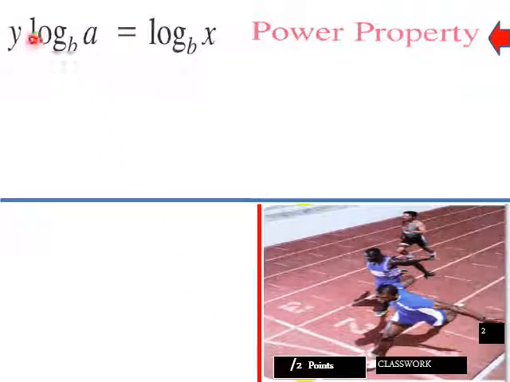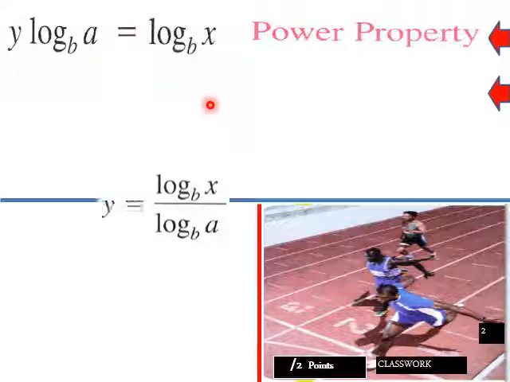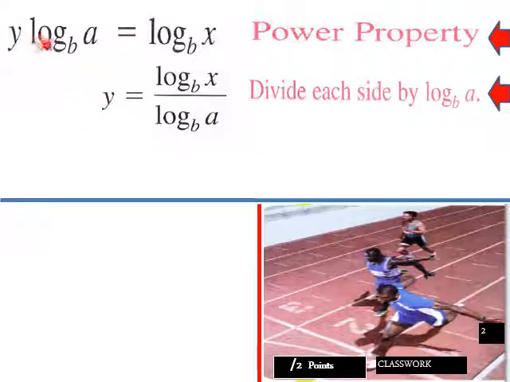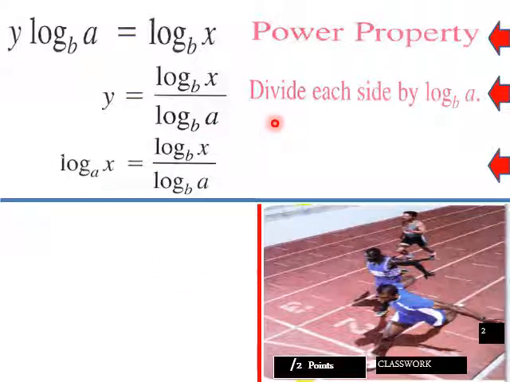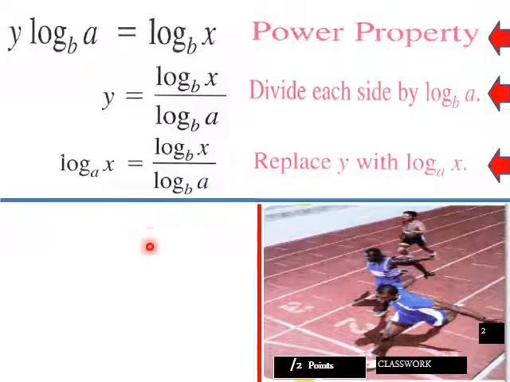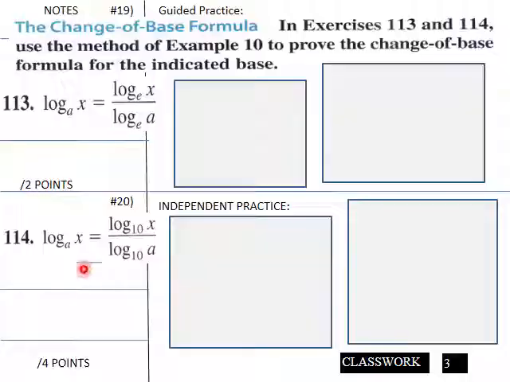After we do that, we bring our y down by the power property: y times log base b of a equals log base b of x. And then to solve for y, we divide each side by log base b of a. Then we get y equals log base b of x over log base b of a. Replace y with log base a of x. So log base a of x equals log base b of x over log base b of a.